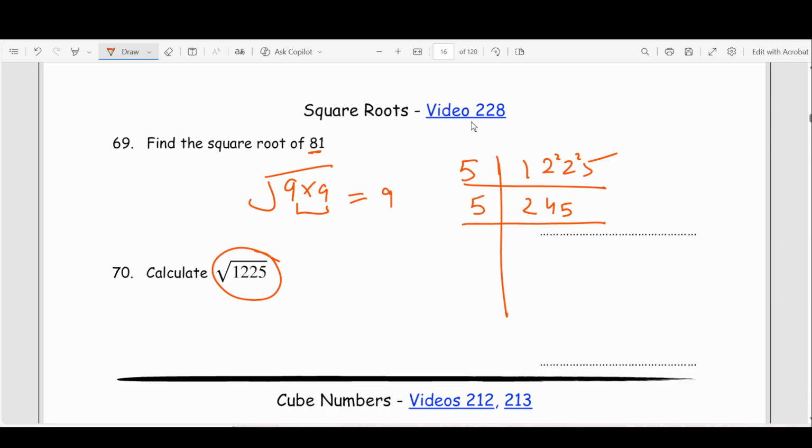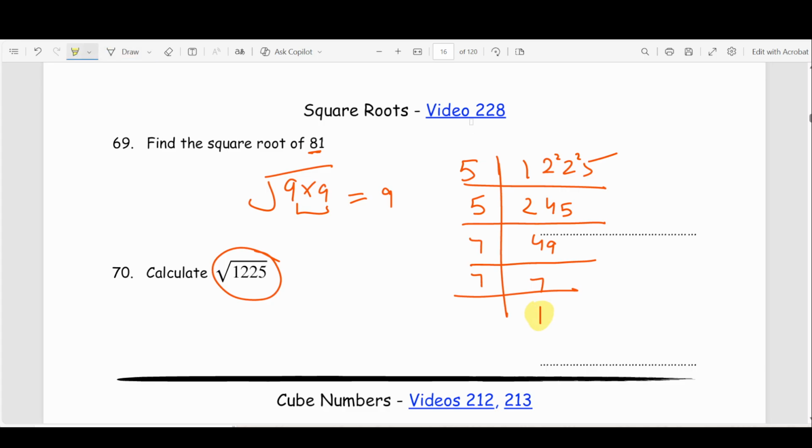So then we divide this 245 again by 5 because we have 5 at the end. 5 times 4 is 20. Then we give 4 to this. 5 times 9 is 45, right? Then 49 is 7 times 7, 49. Then 7 times 1 is 7, right? So we need to do it until we get 1 at the end.